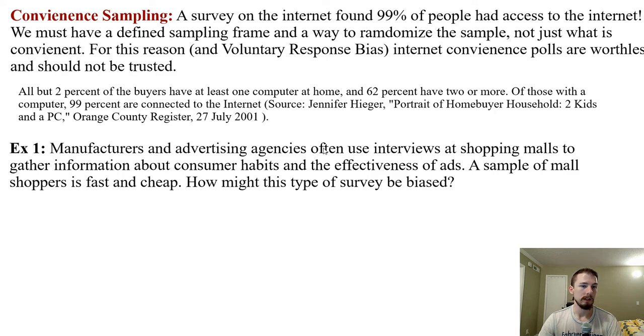All right, convenience sampling. Just like you can imagine a convenience store, convenience sampling is convenient, but it's not a good way to do sampling. A survey on the internet found 99% of people had access to the internet. Do you see the issue with that? Of course, if you put a survey on the internet, the only people who are going to be able to see the survey are people who have access to the internet. So this is a worthless poll, right? We have to be really, really careful about this. Even though it would be convenient just to post something on the internet, you've got to find other ways.